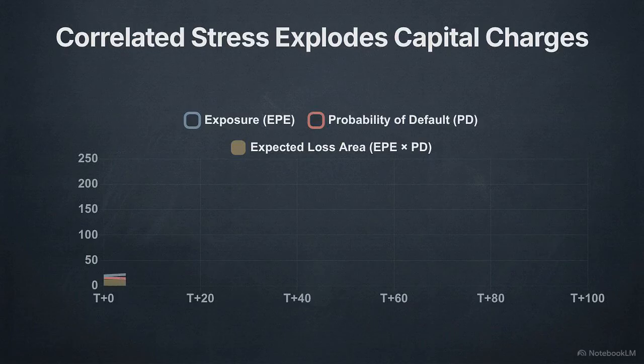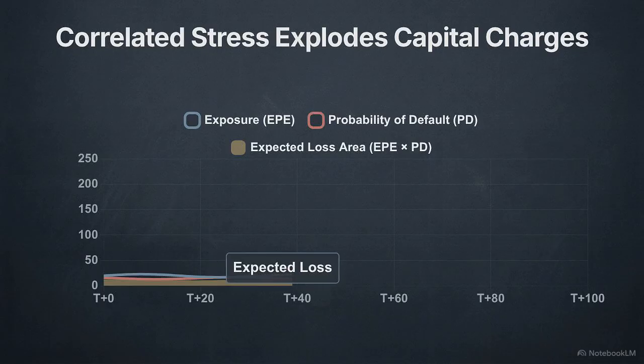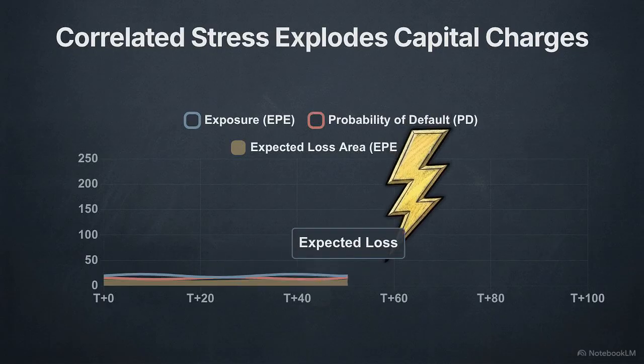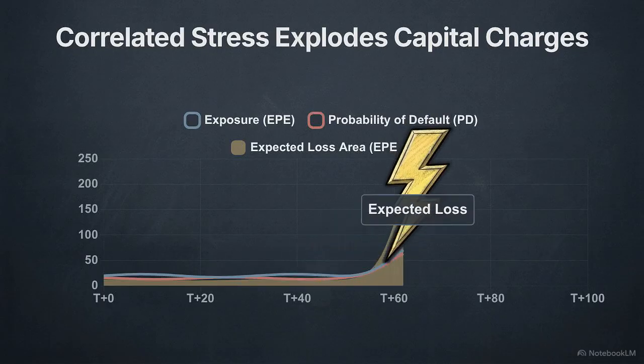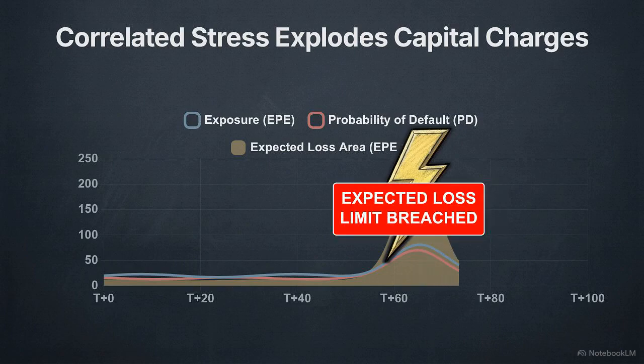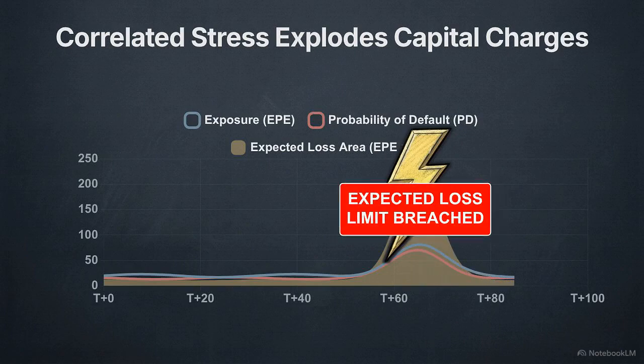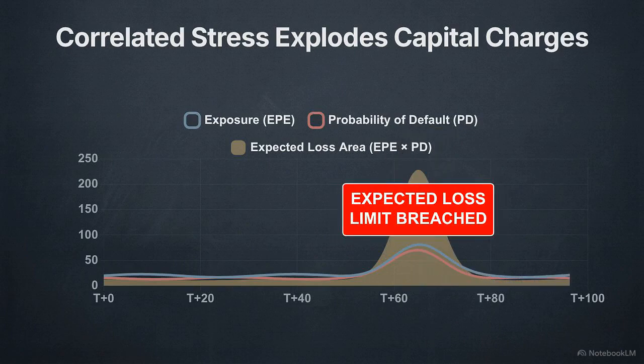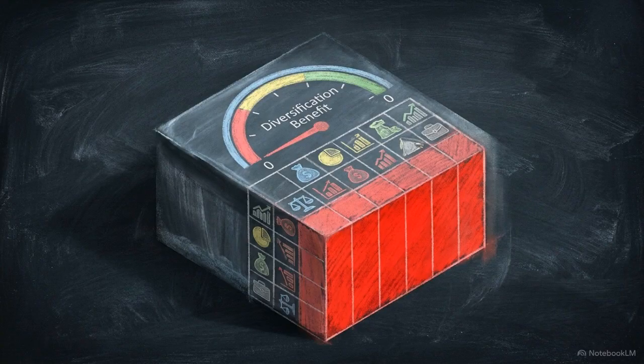When correlated stress hits, the variables do not remain independent. The exposure wave and the default probability wave simultaneously spike. Because they are multiplied together, the expected loss area explodes exponentially, resulting in massive, unexpected capital charges. The math reveals the danger. The diversification and hedging protection you paid for evaporates at the exact moment the market turns against you.